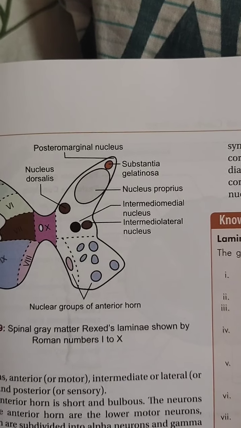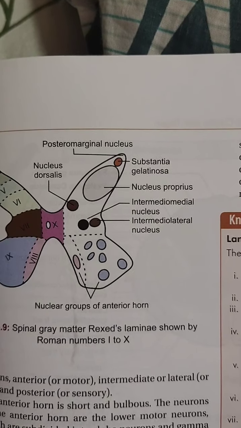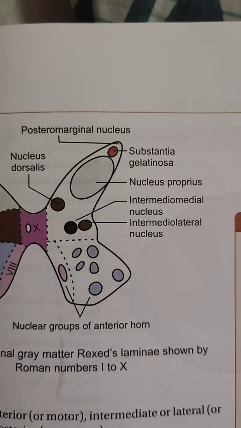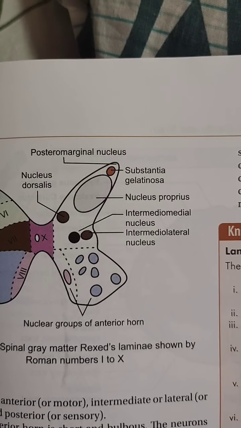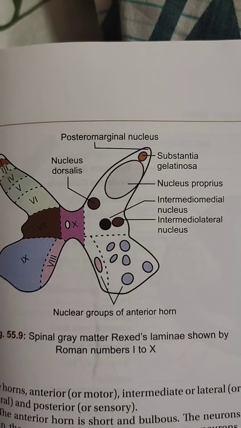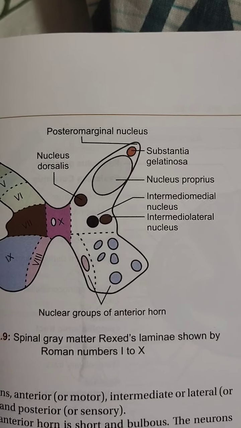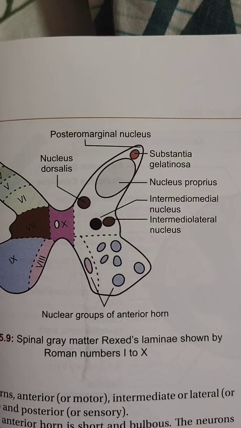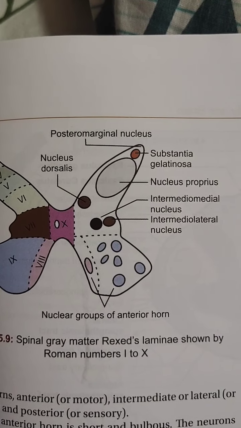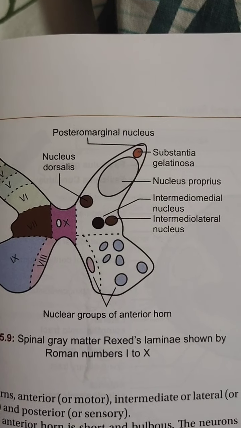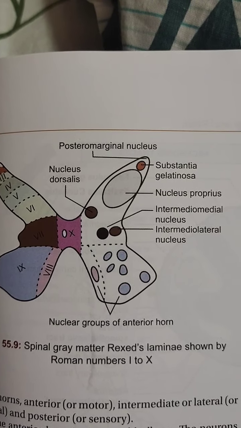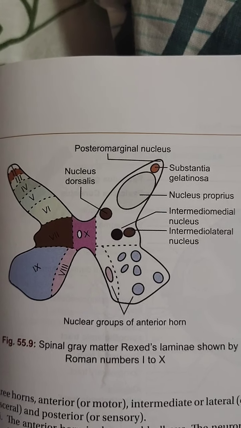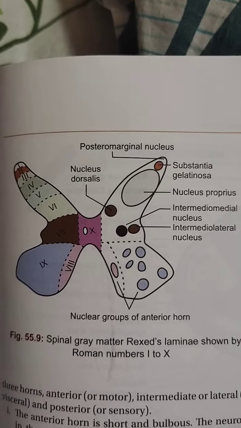The intermediate or lateral horn is composed of intermediomedial nucleus and intermediolateral nucleus. The intermediolateral nucleus is equal to the preganglionic sympathetic nucleus, which extends from T1 to L2 of the thoracolumbar outflow. The intermediomedial nucleus is present in the segments from S2 to S4, that is sacral segments, and is equal to the preganglionic parasympathetic nucleus, or it is also called the sacral parasympathetic outflow.